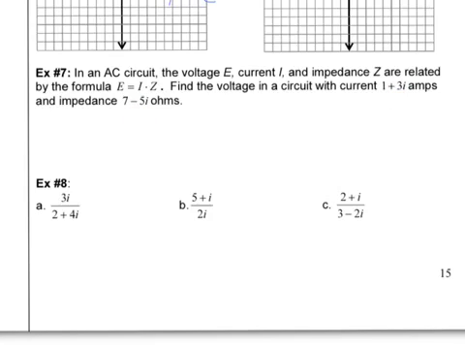Okay, well, let's think about what this means. This means that E equals, well, what's my I? Well, they said that my I is my current, and my current is 1 plus 3i amps. And then they said that my Z is my impedance, and my impedance is 7 minus 5i ohms. Well, I'm multiplying these two things together. It's kind of like a binomial. So I'm going to do the same thing I did for those. I'm going to make a box.